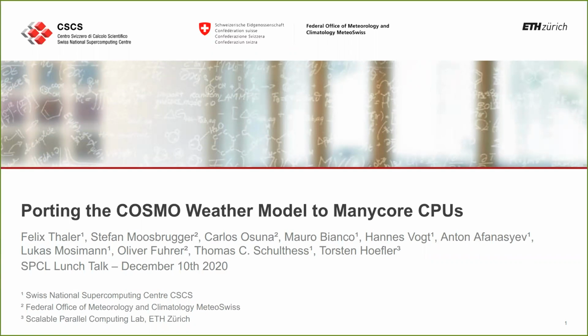Yeah, this is a talk about porting the COSMO weather model to Manycore CPUs. So I'm Felix Thaler. I'm working as a software engineer at CSCS, the Swiss National Supercomputing Center, and this work was actually a collaboration between CSCS and also the Scalable Parallel Computing Lab at ETH.